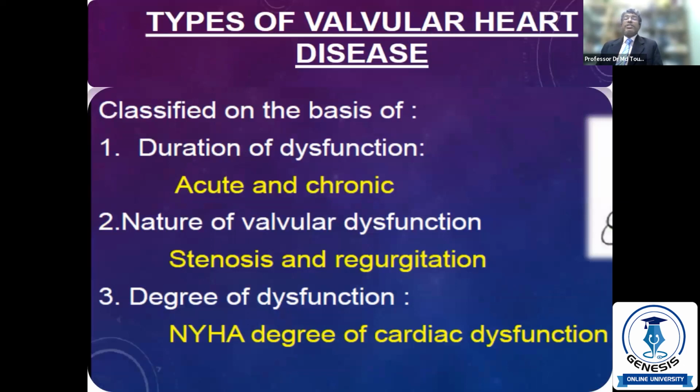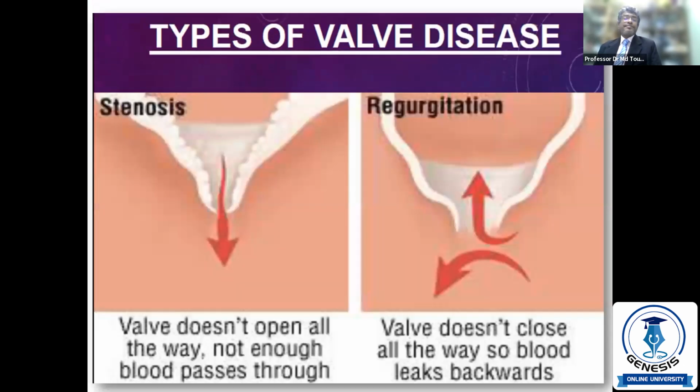So on the basis of the duration of the dysfunction, a patient may have acute and chronic valvular heart disease. Depending on the nature of the valvular dysfunction, a patient may have a stenosis or regurgitation lesion, and there may be a degree of dysfunction. And depending on the NYHA classification, that is the severity of the shortness of breath, there may be 4 classes due to cardiac dysfunction.